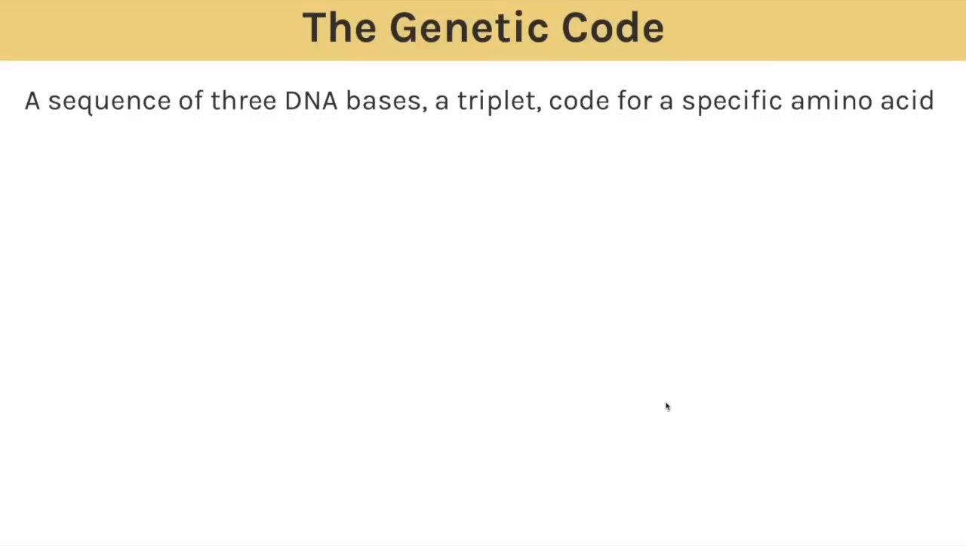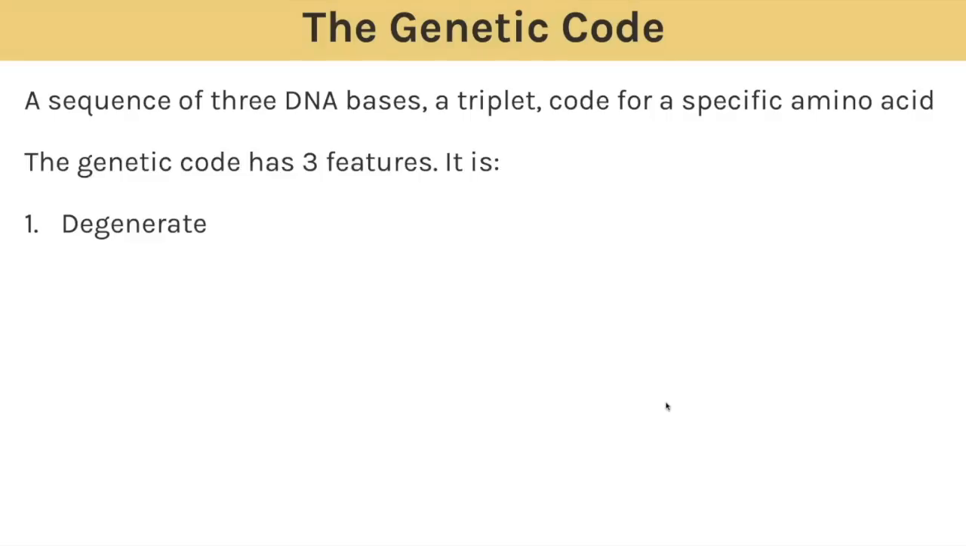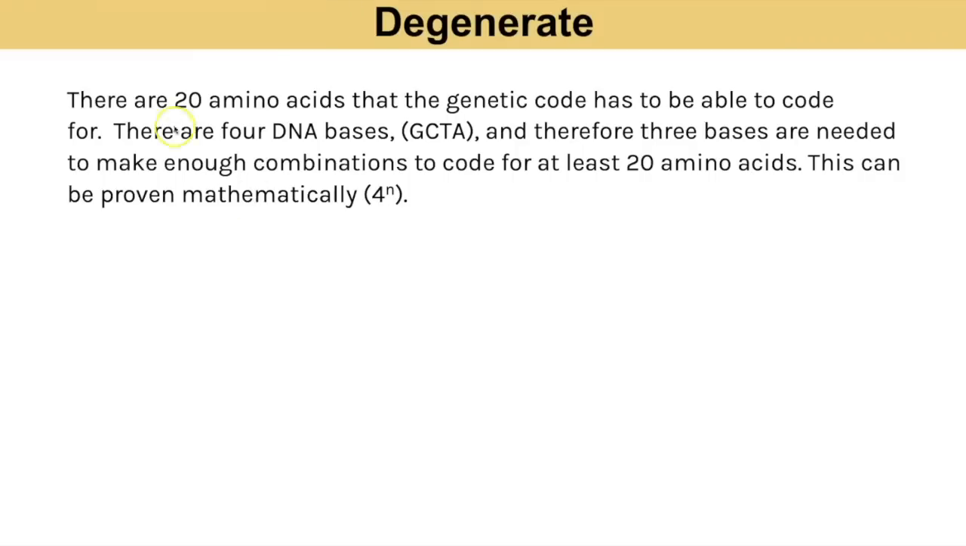Okay, so the genetic code, you need to know a few features of the genetic code. One thing, first of all, is knowing that a sequence of 3 bases on DNA is called a triplet, and those 3 bases will code for a particular amino acid. So the 3 features are: it is a degenerate code, it's universal, and it's non-overlapping. So if we have a think about this idea of degenerate, there are 20 amino acids that we said exist, and we have 4 possible DNA bases.